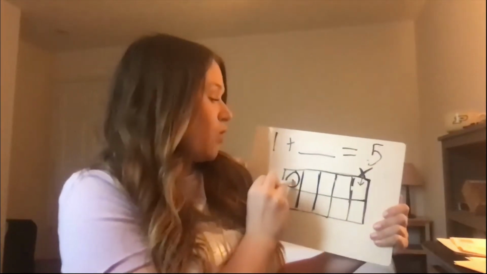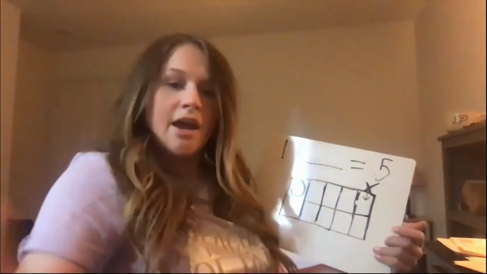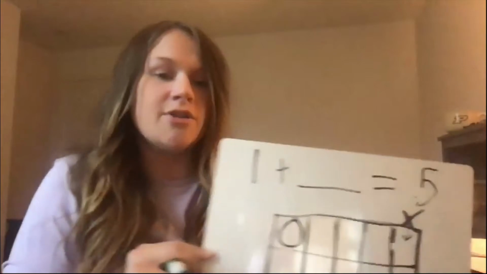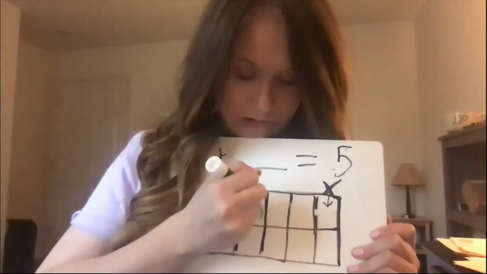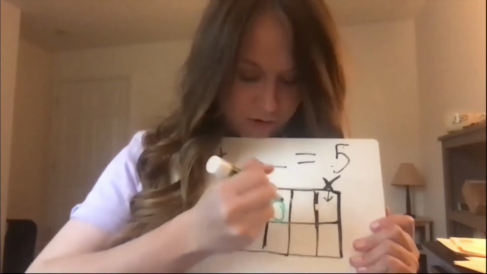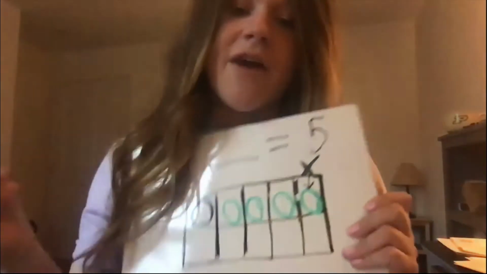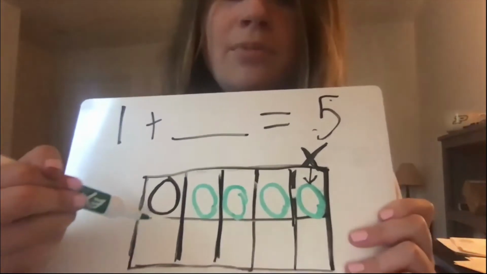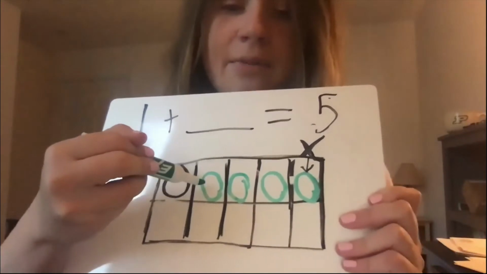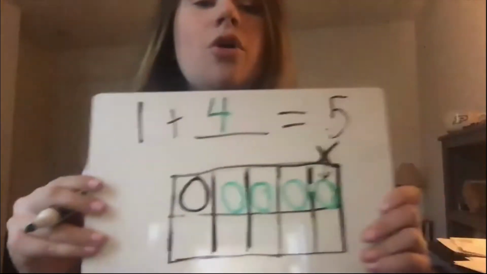So we have 1, we need to keep counting. So I'm going to switch my colors and we're going to use our green, okay? So we're going to draw 2, 3, 4, 5. So we stopped at 5. How many green circles did I draw? We had 1 black circle, and then let's see how many green. 1, 2, 3, 4. We had 4. Now, can you go back and check this?